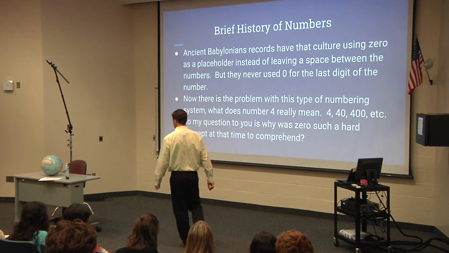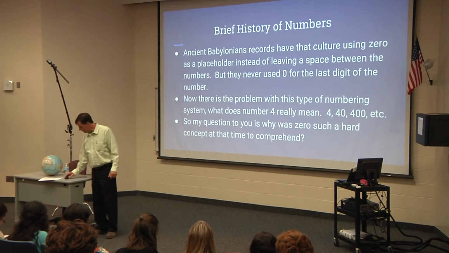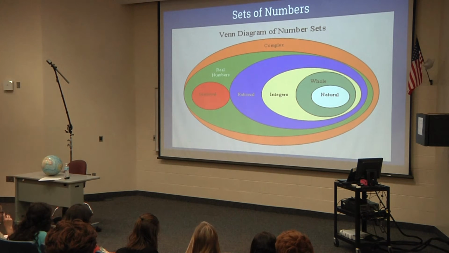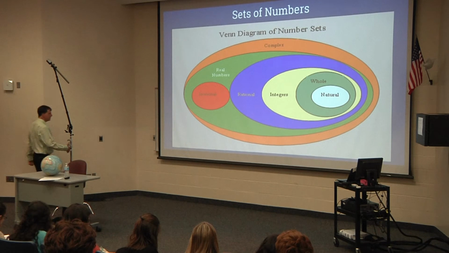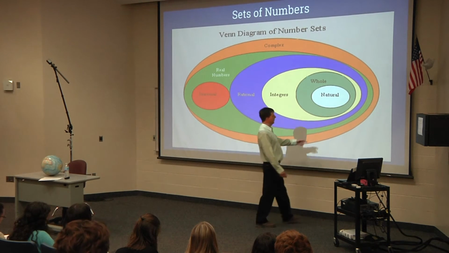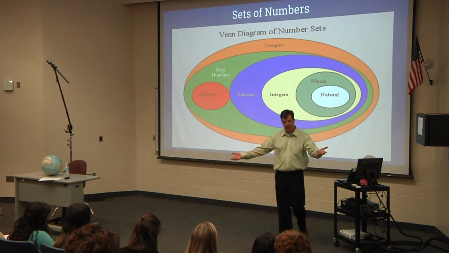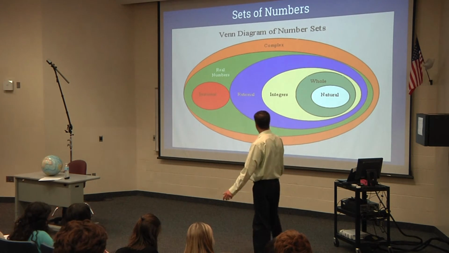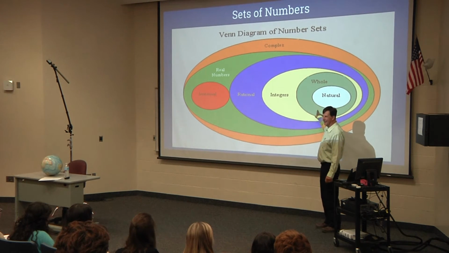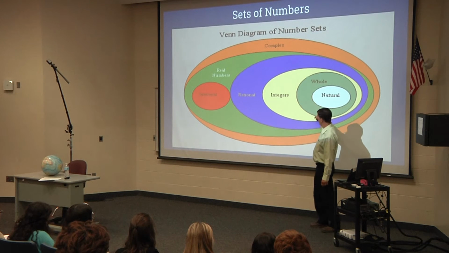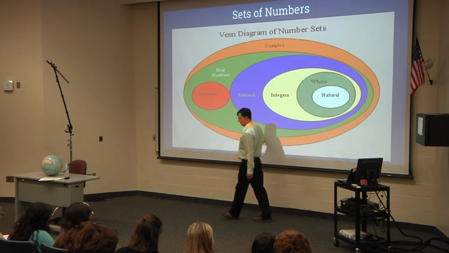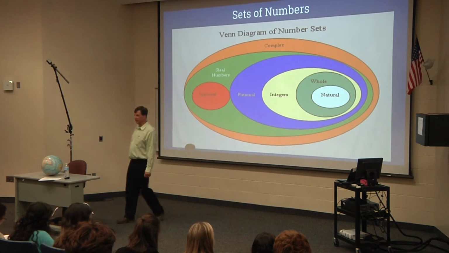In mathematics, they come up with sets of numbers as the progression of numbering systems increases. You start off with your natural numbers, which are your counting numbers. That's what we first started with, and it's been used for thousands of years. Then guess what? The zero came in. Negative integers came in. Your rationals, any number that can be expressed as a fraction, came in.